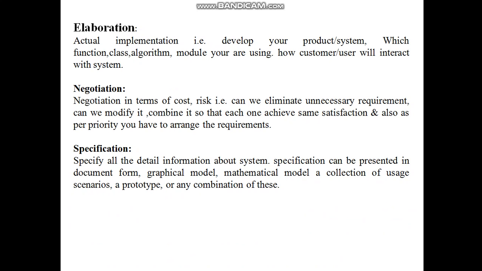The next is elaboration. Elaboration is nothing but actual implementation, that is, developing your product or system which contains functions, classes, algorithms, mathematical models, and so on, and how your customer or user interacts with your system. The next is negotiation. Here negotiation is in terms of cost and risk: whether we have written any unnecessary requirement, can we modify it, if there is the same requirement can we combine it, and so on, and arrange the requirements as per priority.